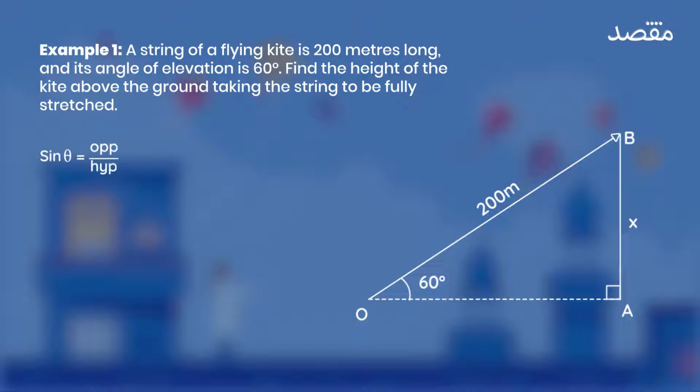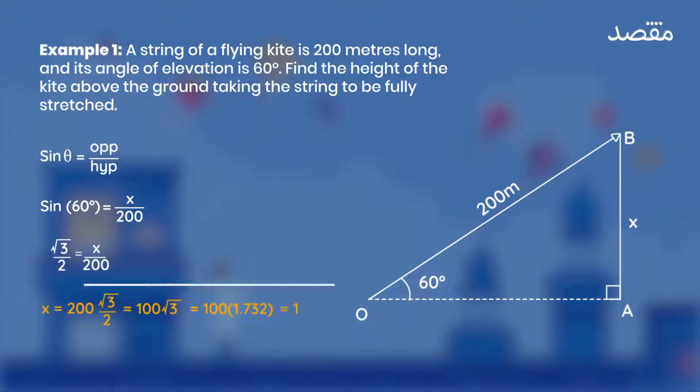Opposite over hypotenuse. Sine 60 will be x over 200, which is root 3 over 2. So then we move stuff around and we get 173.2. यानी kite की height 173.2 meters है. So let's see one more example.